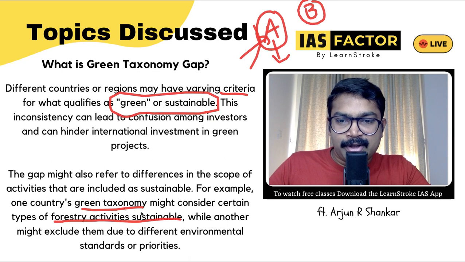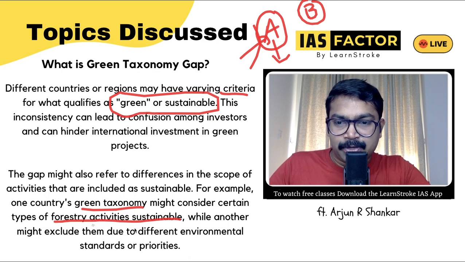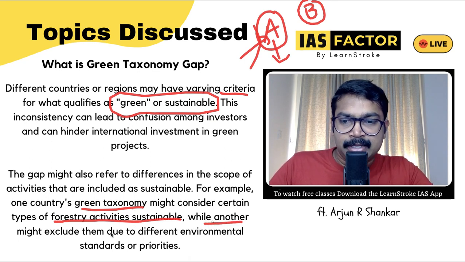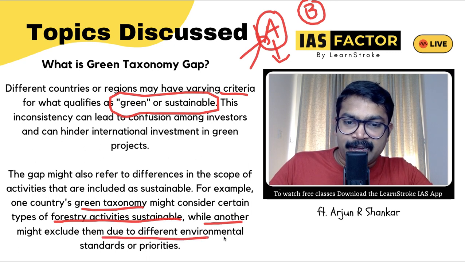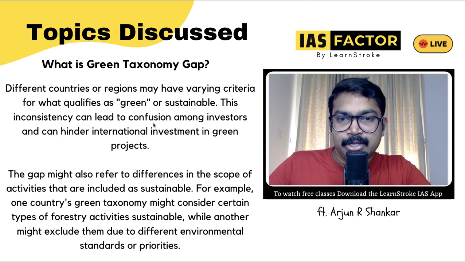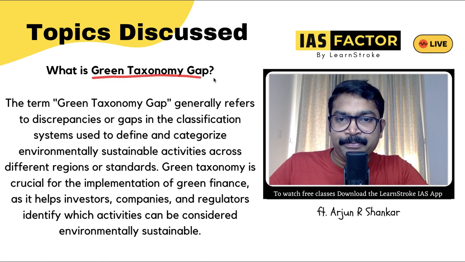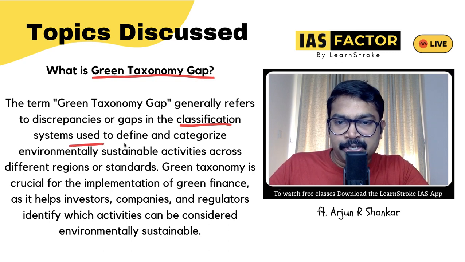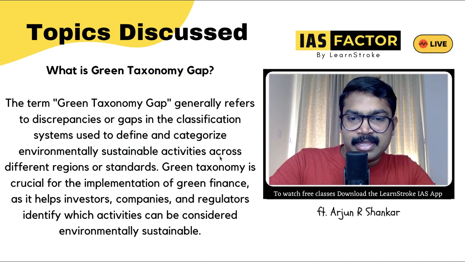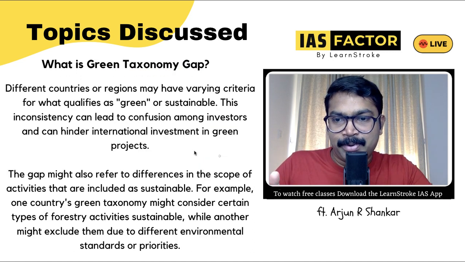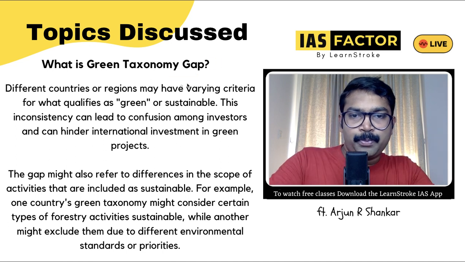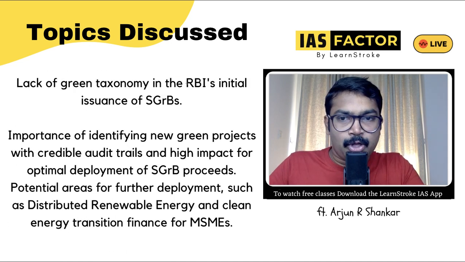So for example, one green taxonomy might consider certain types of forest activity sustainable, while another might exclude them due to different environmental standards and priorities. That is basically what is called the green taxonomy gap. It's a gap in the classification used to define and categorize environmentally sustainable activities. I think this is clear. Please understand, this is the gap that we are talking about.